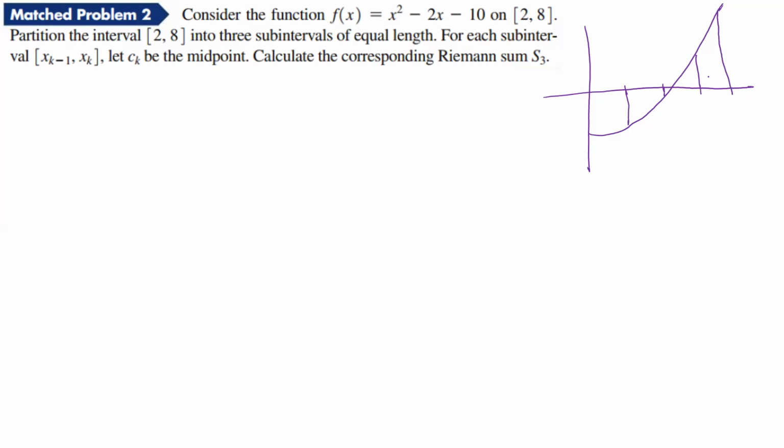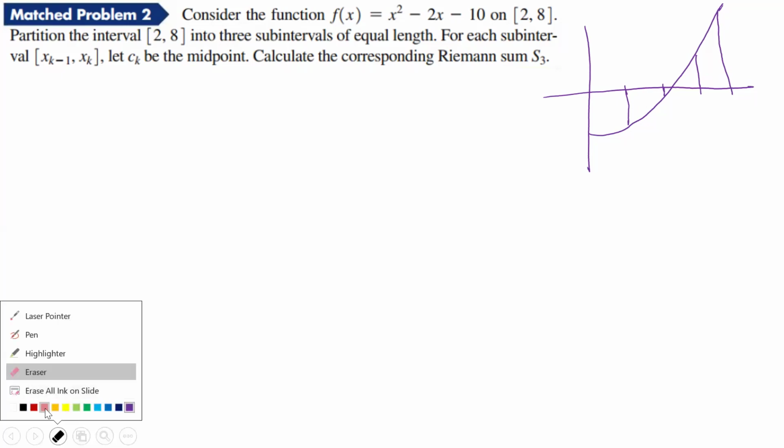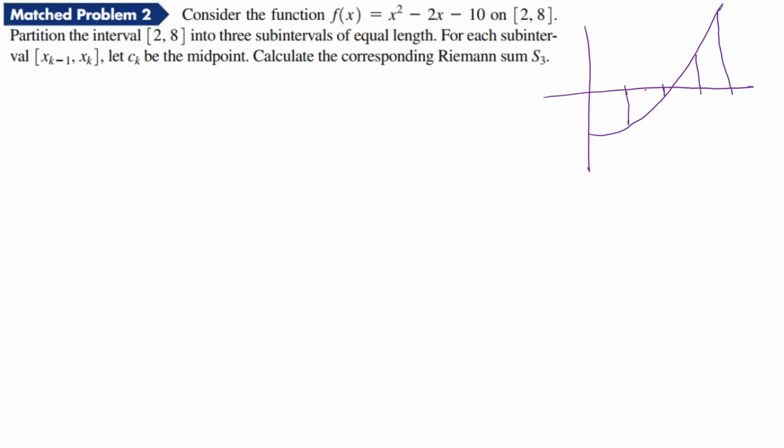All right, and so we're supposed to do 3 intervals, and for each subinterval, let C_k be the midpoint. So the midpoint is going to be here. Maybe we should use a different color. That's going to be getting complicated otherwise. Let's erase that and change it to red. And so the midpoint will be here. This midpoint might be here, and that midpoint might be there or something like that.